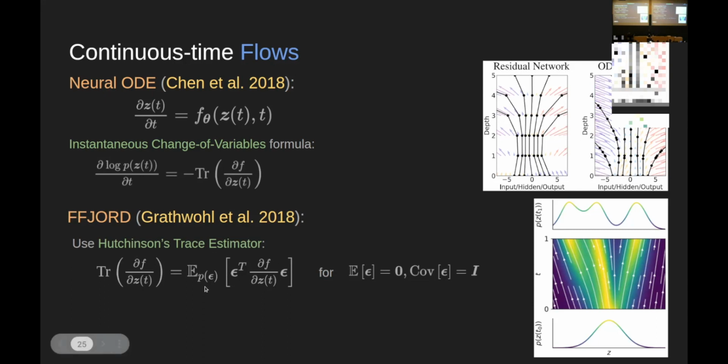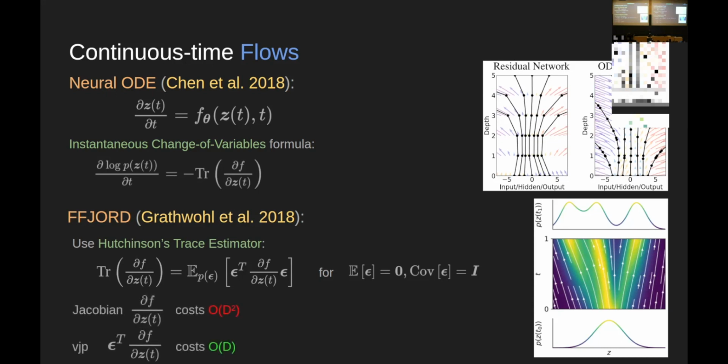And you can really specify any distribution p of epsilon you want under the constraints that the expectation is 0 and the covariance is identity. So the first thing that might come to mind is, of course, the Gaussian, and that's possible to use, and they also did that. They also used, I think, the Rademacher distribution, and you can also come up with other ones.